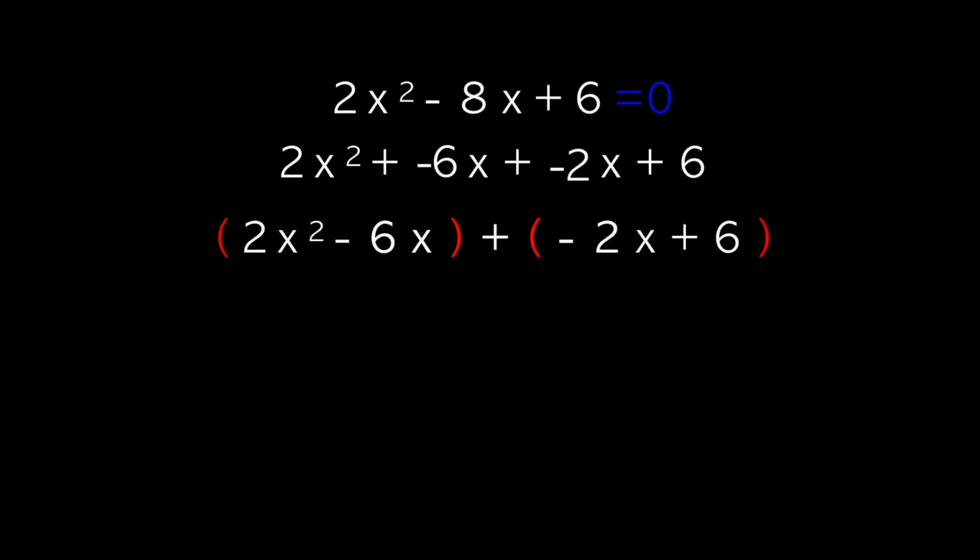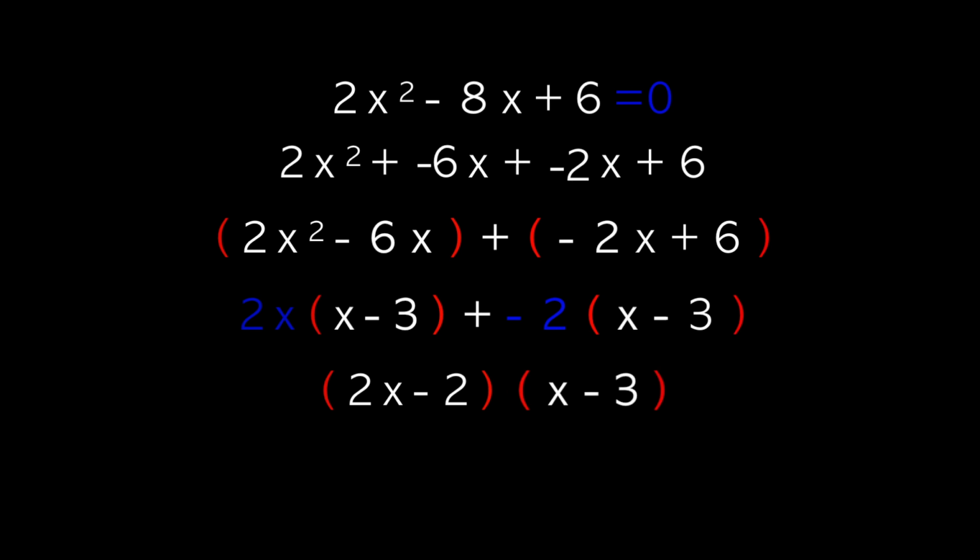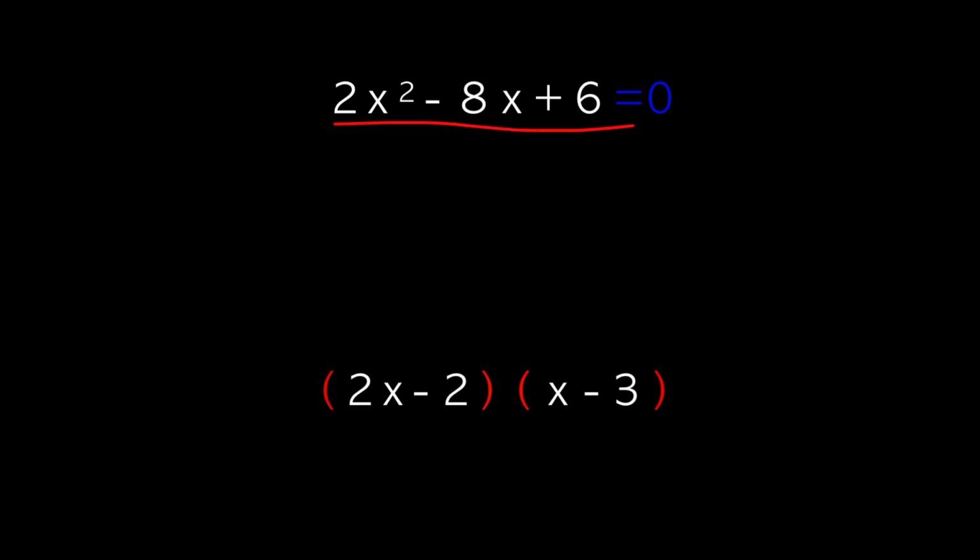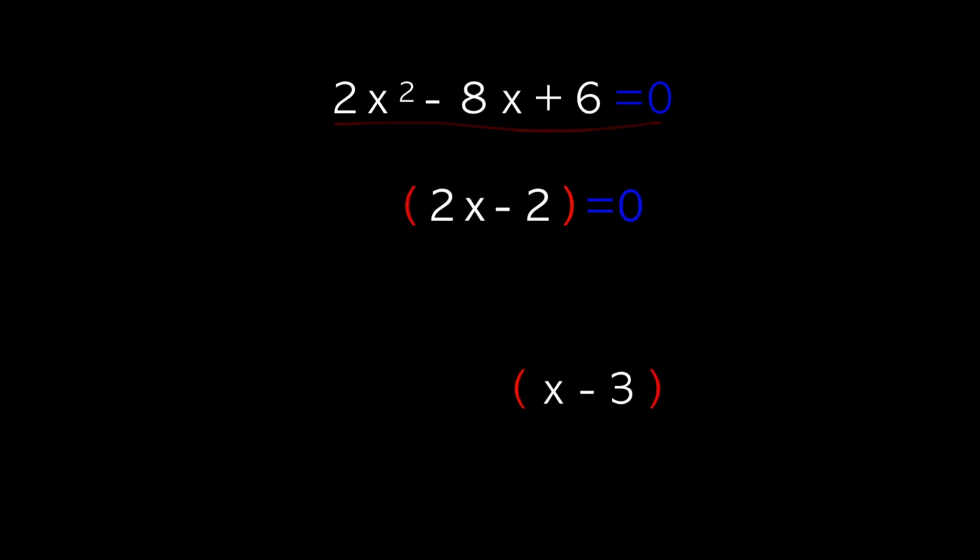First, separate, then take the greatest common factor out of each group. We take 2x out on this side, and negative 2 out on this side. Finally, we separate once more by taking out x minus 3, and we get 2x minus 2 times x minus 3. This is not the final answer because it asks, when is this equal to 0? Well, if the whole expression is equal to 0, then either 2x minus 2 is equal to 0, or x minus 3 is equal to 0.